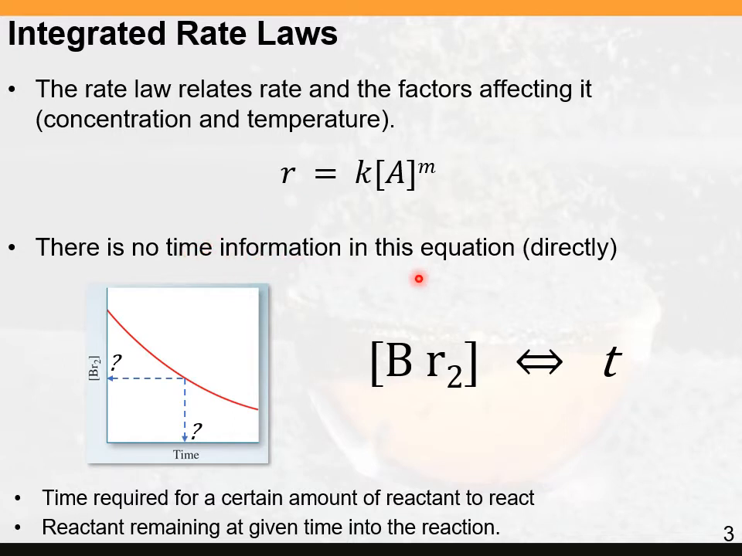Such a relationship is essential for industrial applications of chemical reactions because we want to know for how long a reaction needs to run for a certain amount of reactant to be converted to products, or we want to know how much of a reactant remains at any time during the reaction. The relationship between concentration and time is known as the integrated rate law, and now we are going to see how we can obtain it.